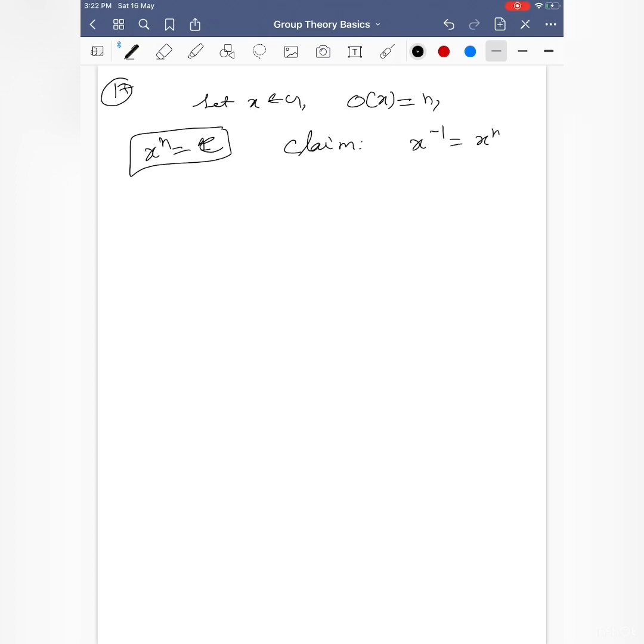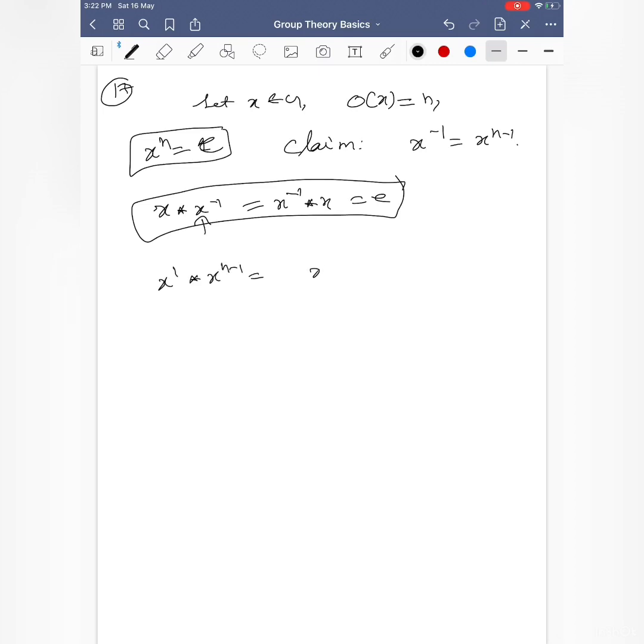This is x power n minus 1. It is easy because x star x inverse equals x inverse star x equals identity, and this is unique. So in our case, x power 1 star x power n minus 1 equals x power n minus 1 star x. So it's the same element, so it can commute. So this is x power n minus 1 plus 1, this is x power n, that is equal to identity.